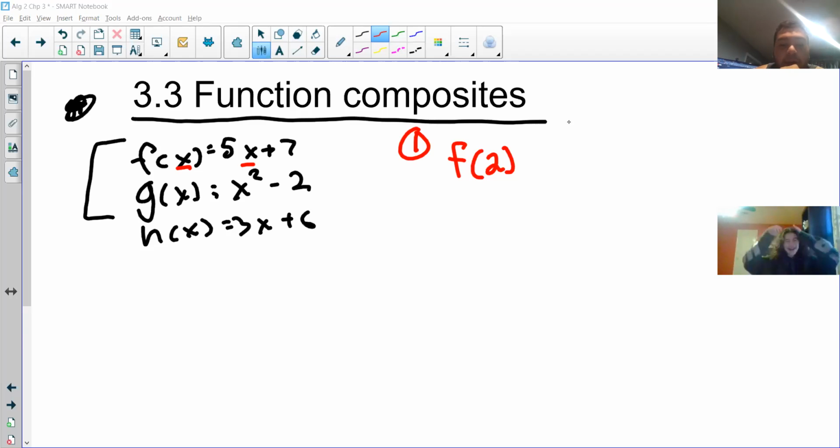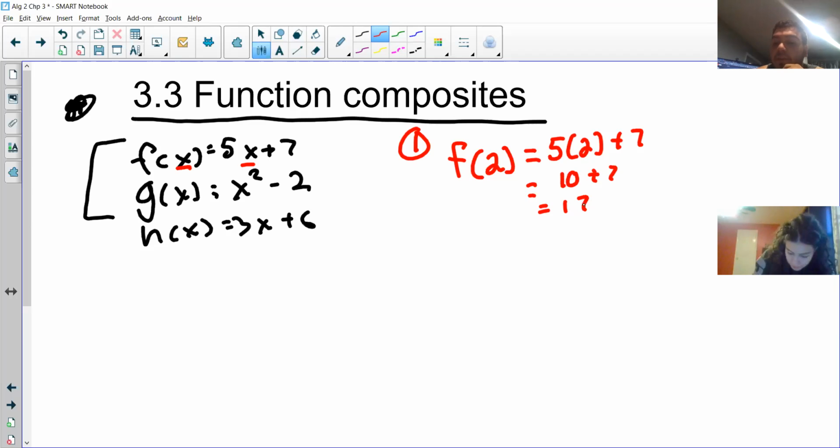Okay. So f of 2. If I see f of 2, that means every x becomes a 2. So for example, 5 times 2 plus 7. If I have a number inside my f, I'm allowed to get a number answer because I'm replacing every x with a number. So 5 times 2 is 10. 10 plus 7 is 17. So f of 2 equals 17. Whatever's in the parentheses replaces the x.